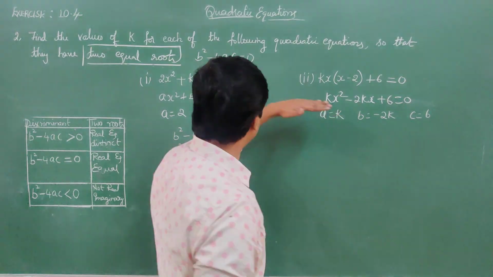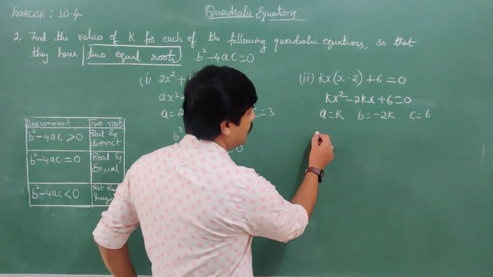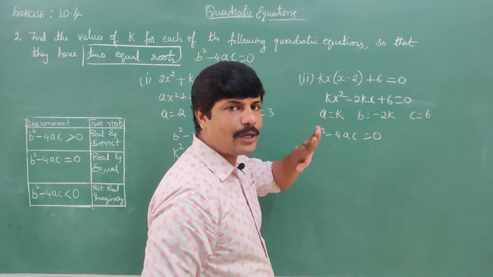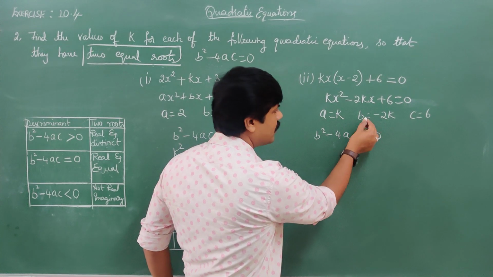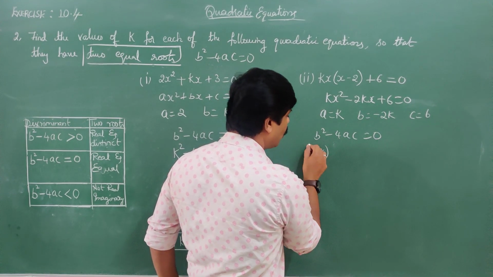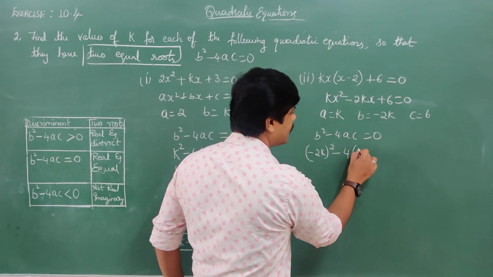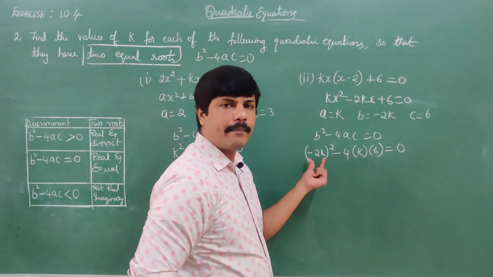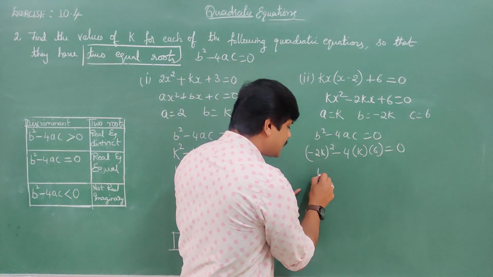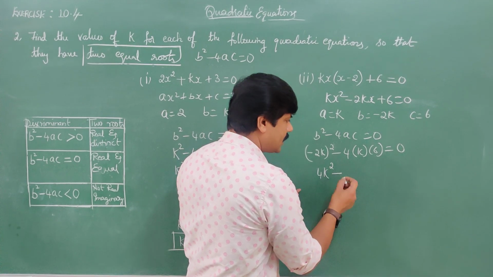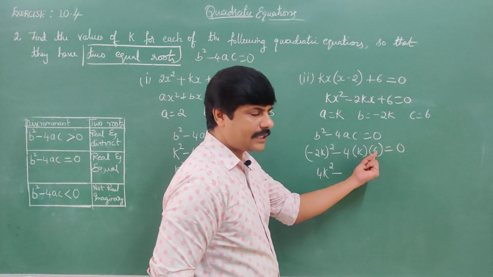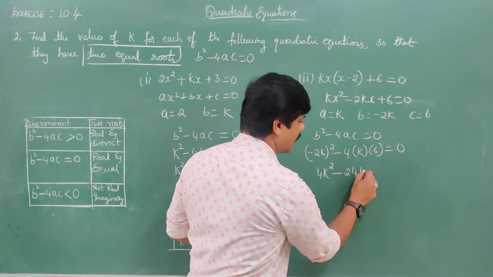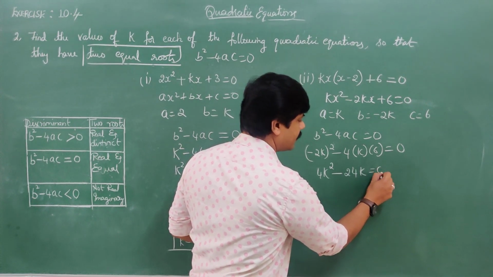We have got this. What is the condition? Two equal roots means b square minus 4ac is equal to 0. With this condition, we have to find the value of k. That is, substitute. What is b square? b square is nothing but minus 2k whole square, minus 4, a is nothing but k and c is nothing but 6, and this is equated with 0. Minus 2k whole square is nothing but plus 4k square, minus 4 into 6, 6 times 4 is 24k here. 24k is equal to 0.